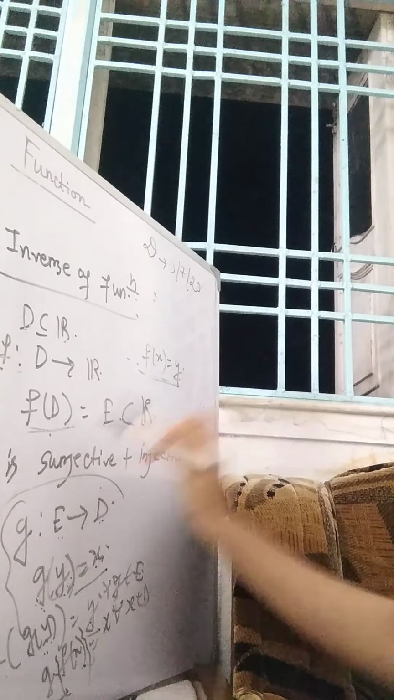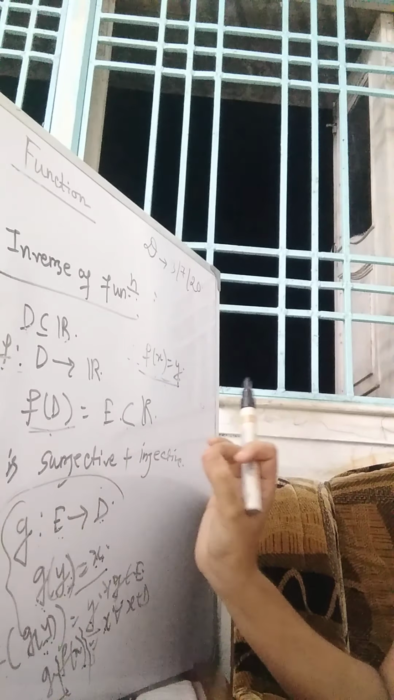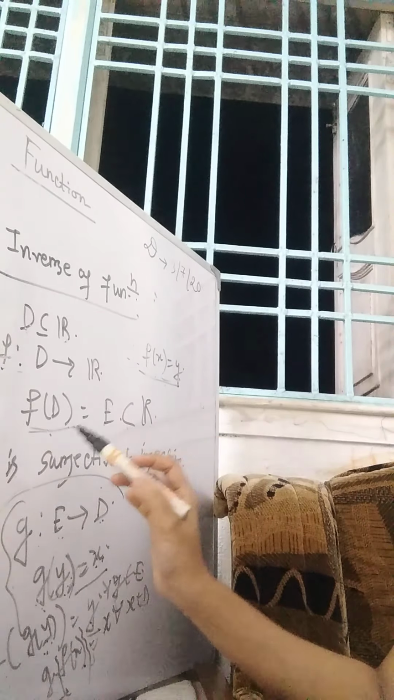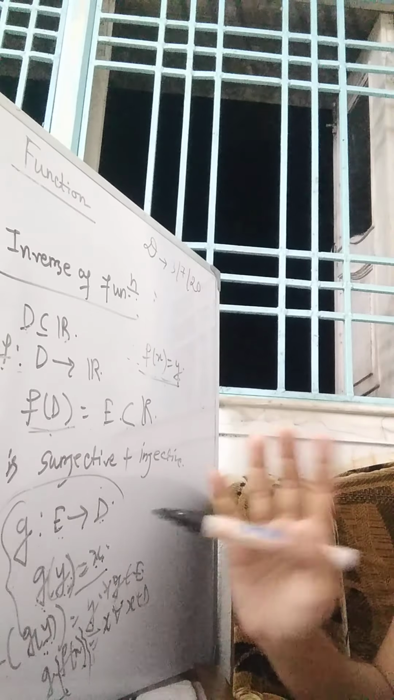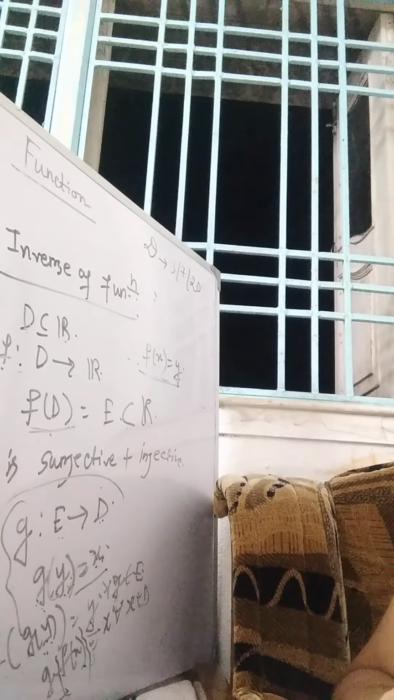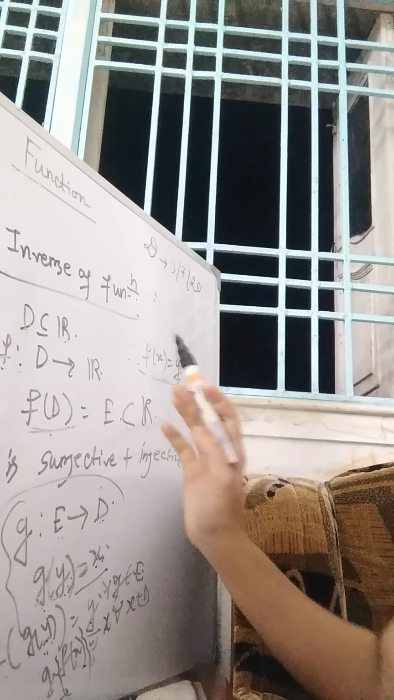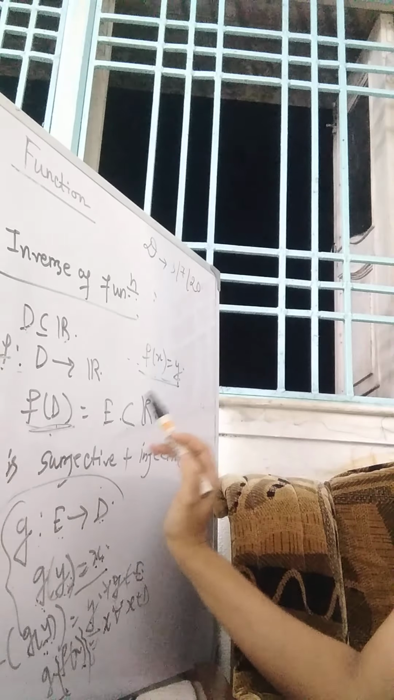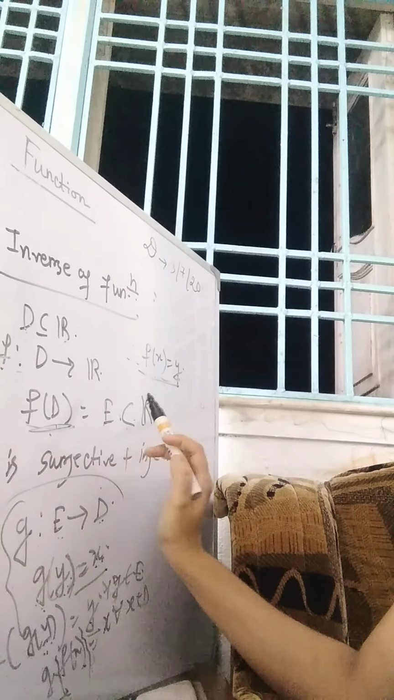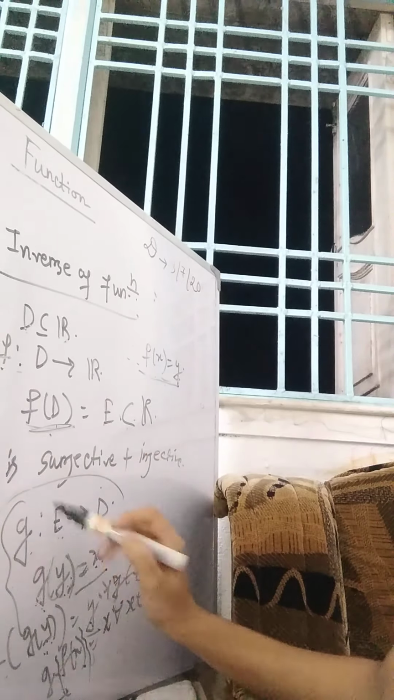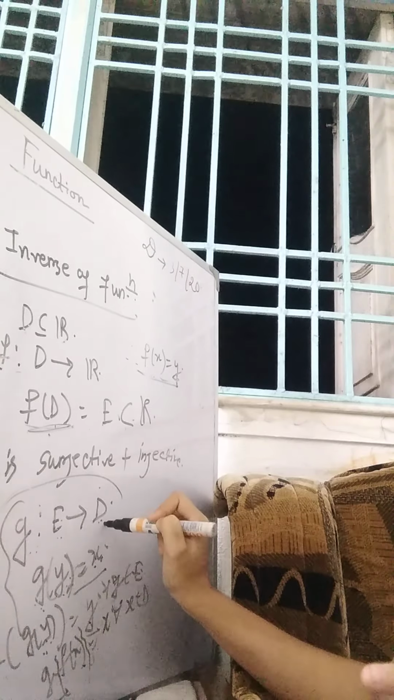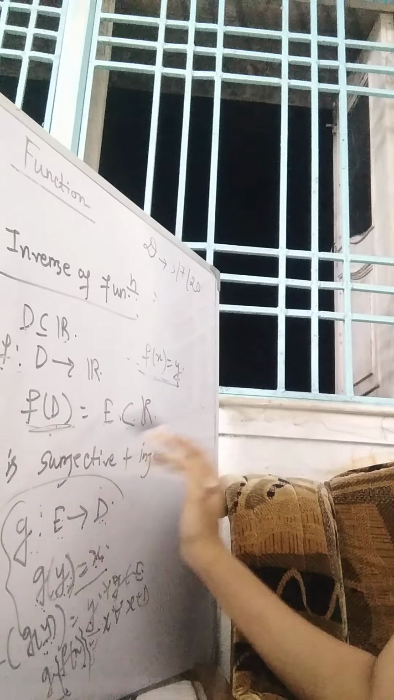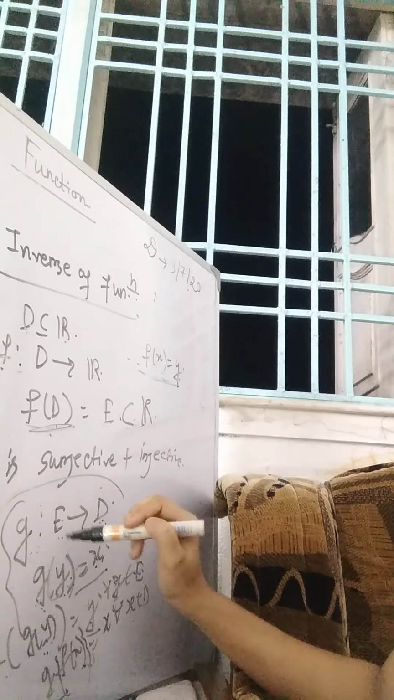First of all, you have to note how an inverse function is defined. Keep in mind that the function must be both injective and surjective. Now for the function f from D, the domain is D, and E is a proper subset of R, and g is a function defined from E to D.